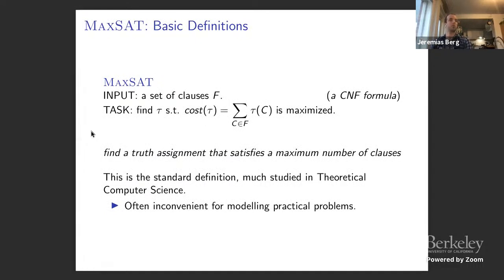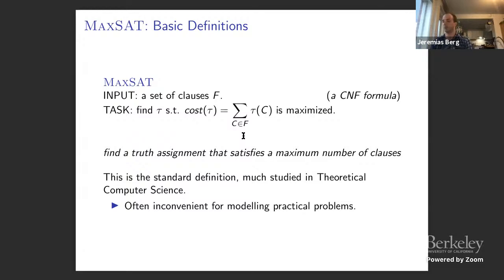So here are the basic definitions, just to get us all on the same page. In MaxSAT, we're given a CNF formula, which can be seen as a set of clauses, and then we're looking for a truth assignment tau that satisfies as many clauses as possible of the formula. So you want to maximize the number of satisfied clauses. This is called non-partial MaxSAT, or just MaxSAT, and it's often the formulation that you see in theoretical computer science and theory papers.